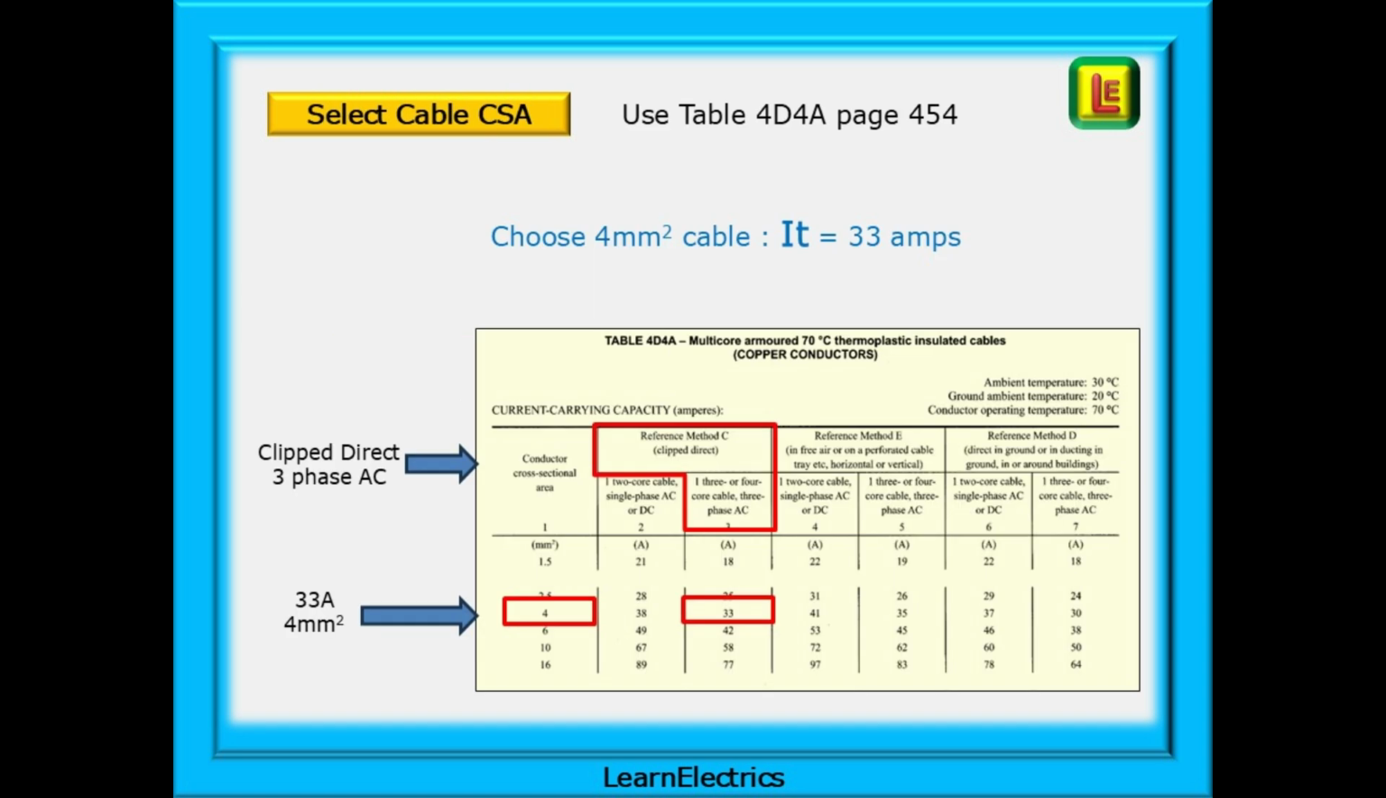Now find the cable size that will take this current. Step 4. Selecting a cable size. This is armoured cable, SWA, so we use table 4D4A on page 454 for this question.